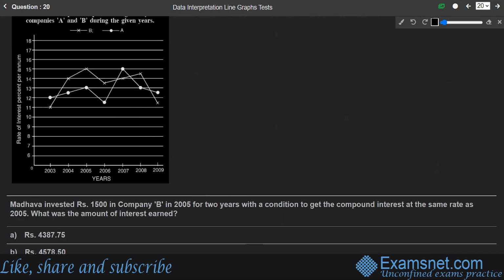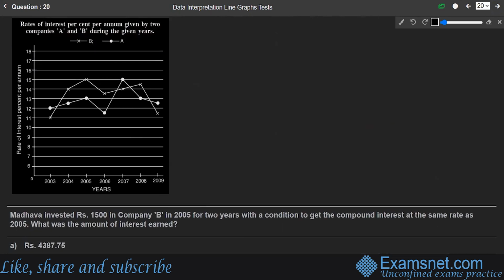Now, for the same line graph, we are supposed to answer a different question. The question is, Madhava invested rupees 1,500 in company B in 2005 for 2 years with a condition to get the compound interest, now not simple interest but compound interest, at the same rate as in 2005. So this time around the question becomes one of compound interest. So let us see the amount value, and then what was the amount of interest earned. We are supposed to find out the interest.